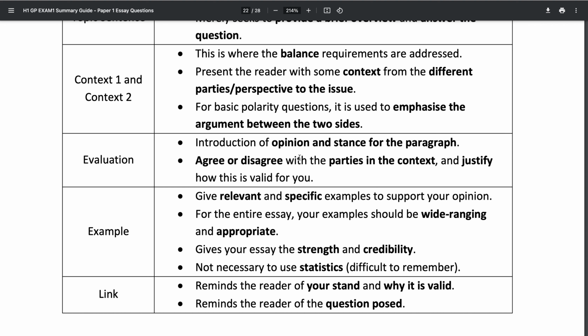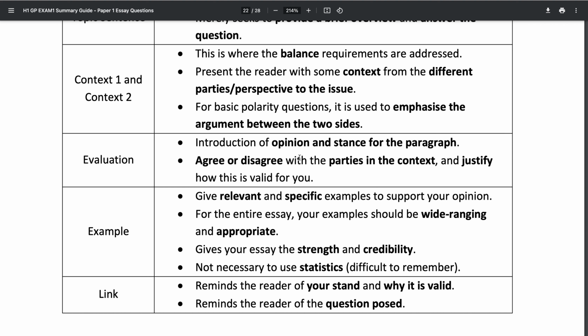Okay, so because there's no agree or disagree mindset, you are looking at it as an individual argument. You can find your stance based on the context. No problem, you can agree. In fact, it's easier if you agree. But the main thing is you have to justify why this is correct in your mind. Tell me why it is correct in your mind.